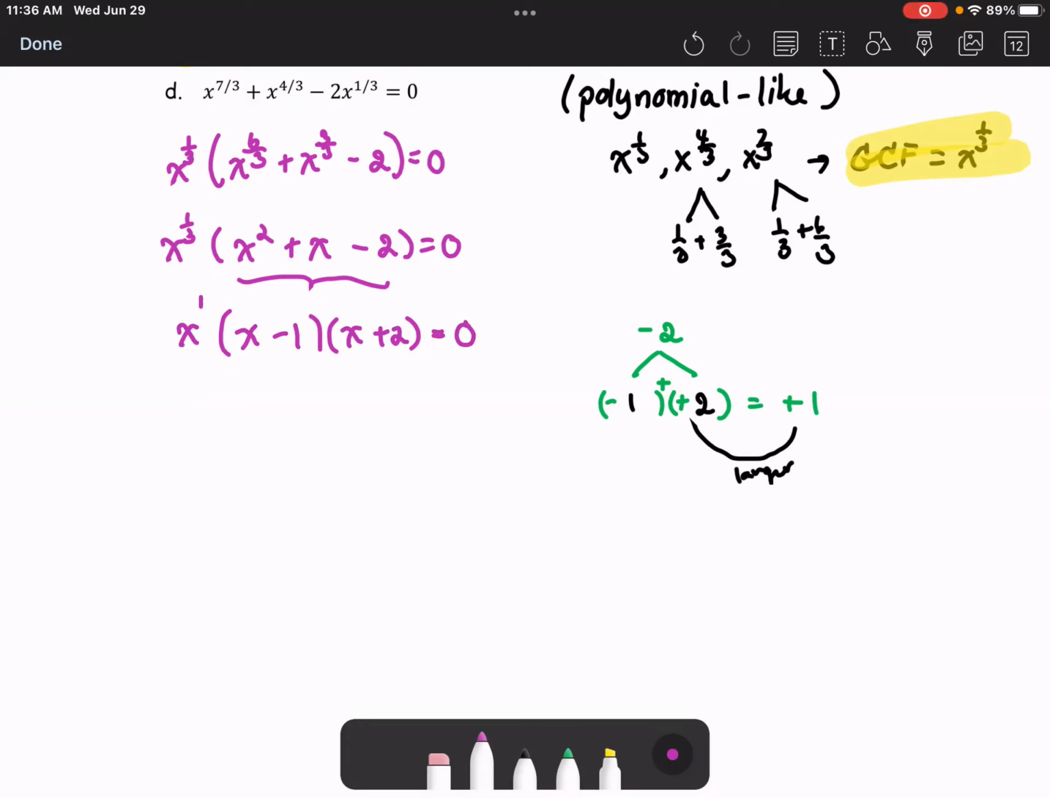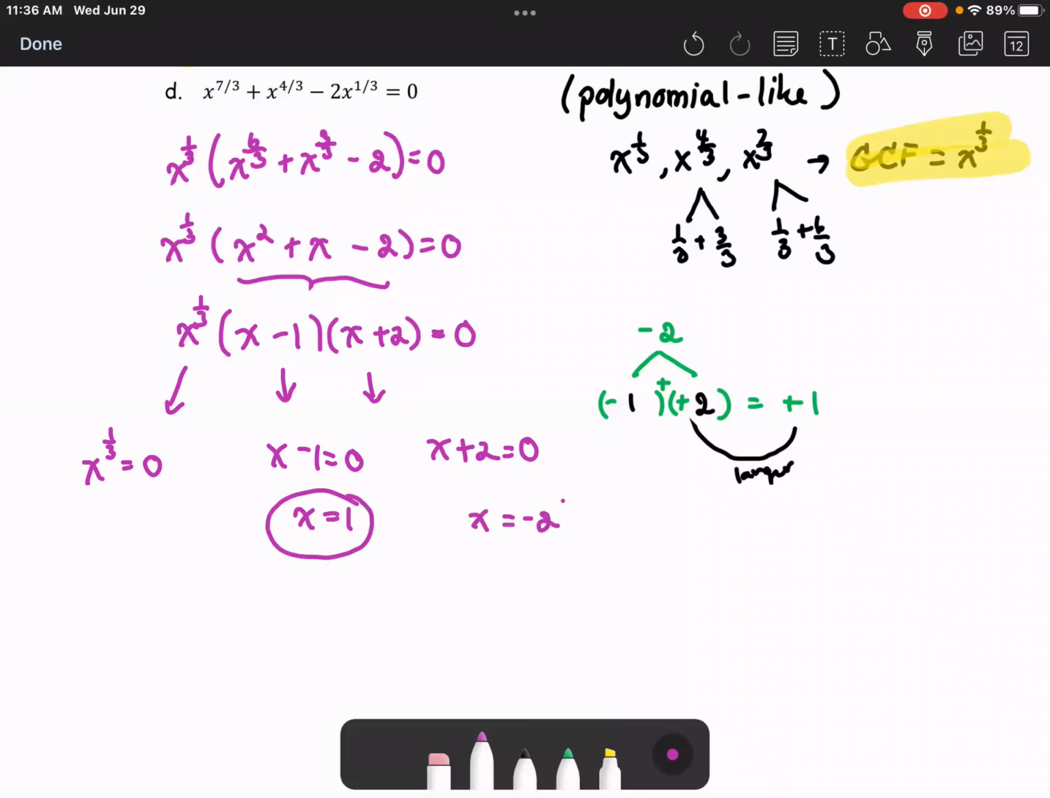And multiply by x to the power 1/3. Now we get 3 factors. Use the zero factor property to solve for x. So for x to the 1/3 equals 0, x minus 1 equals 0, and x plus 2 equals 0. For x minus 1 equals 0, we get x equals 1. For x plus 2 equals 0, we get x equals negative 2.